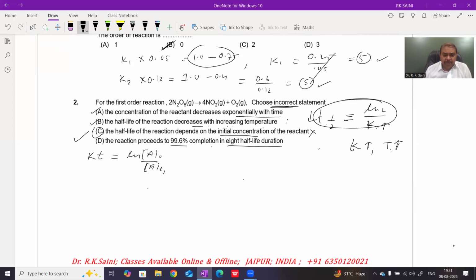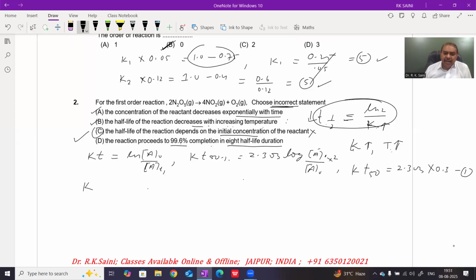For 50% completion, we write the integrated rate equation: K t 50% equals 2.303 log of the initial concentration A naught over its concentration after one half-life, A naught by 2, or we can say Kt 50% equals 2.303 log 2, and log 2 equals 0.3. Equation number 1.